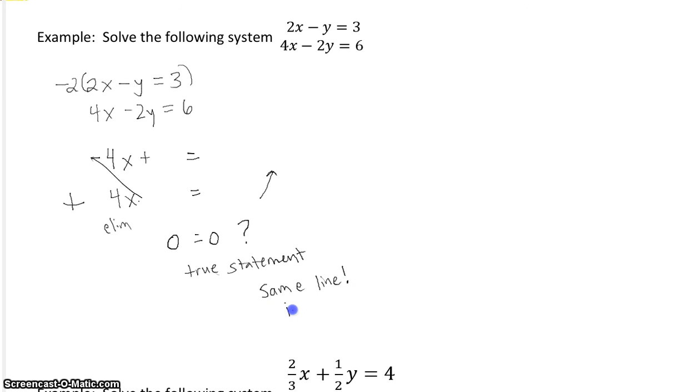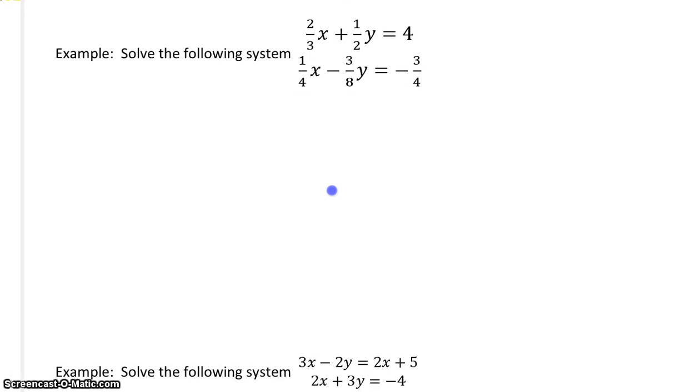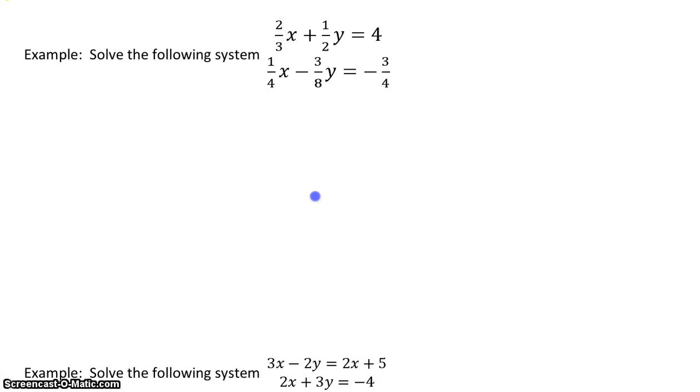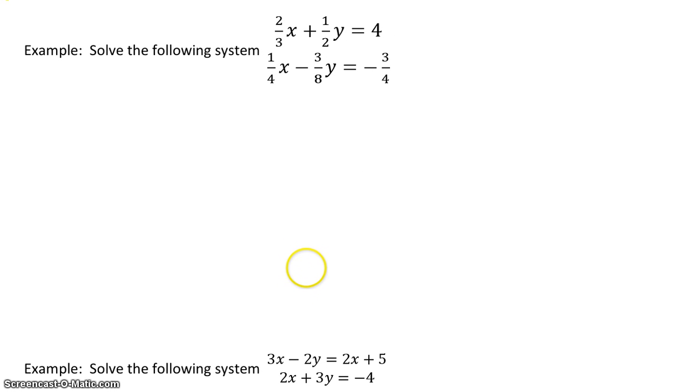So there are an infinite number of solutions. They're the same line, so there's an infinite number of solutions. Now, in the next section, I'm going to talk about these particular problems, how you go about solving them.